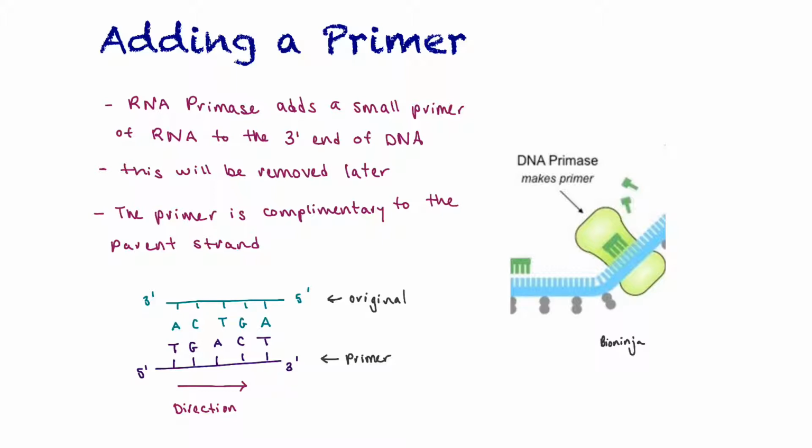So if you take a look here at this drawing down here, we have our original strand, and it's running from 3' to 5'. And its code is ACTGA. So a primer comes, primase then builds a primer going from 5' to 3'. That's the only direction these enzymes can work. And it's complementary to the parent. So across from the A is a T, across from the C is a G, across from the T is an A, and so on. And again, it builds from 5' to 3'.